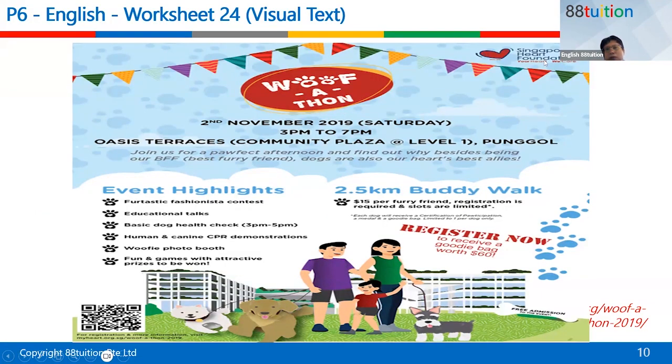Okay, so Singapore Heart Foundation, Woof-a-thon. So you know Woof, right? Woof will be a dog, right? About dogs. 2nd November 2019 on Saturday, 3 p.m. to 7 p.m. Oasis Terraces Community Plaza at level 1, Punggol, right? So you see the date, the time, and then the location. Join us for a perfect afternoon.